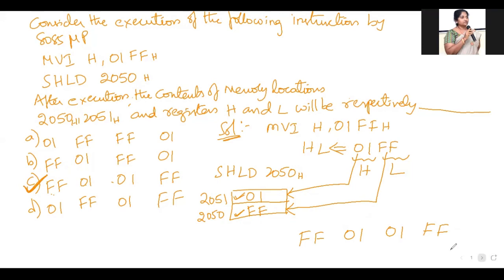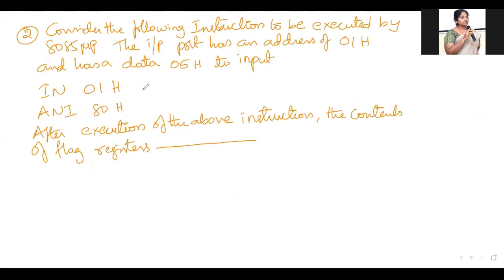Okay. Next, another bit. Consider the following instructions to be executed by the 8085 microprocessor. The input port has an address of 01 hexa and holds data 05. So the input port address is 01 hexa and the data contained in this input port is 05 hexa.